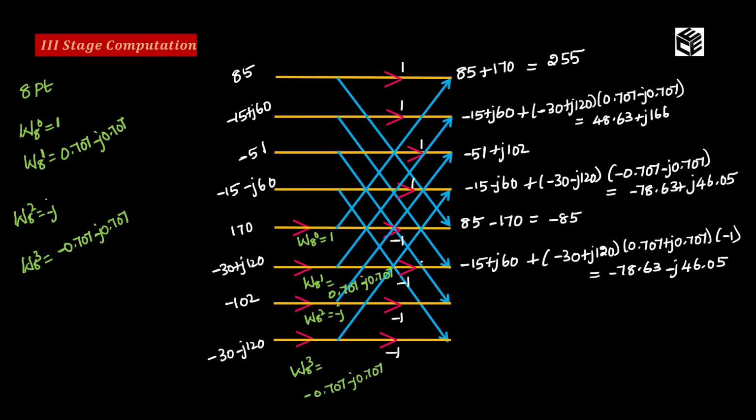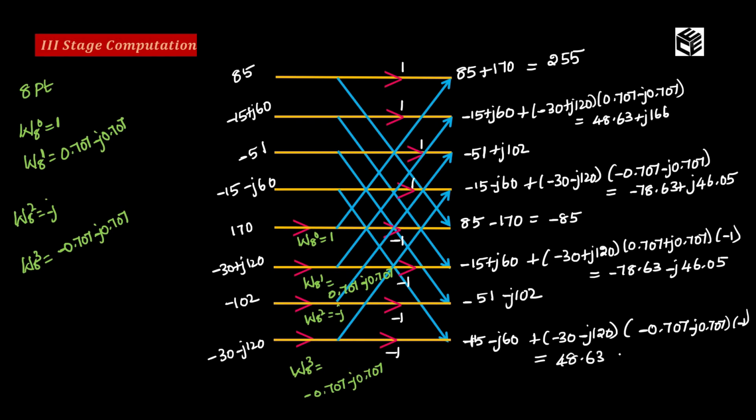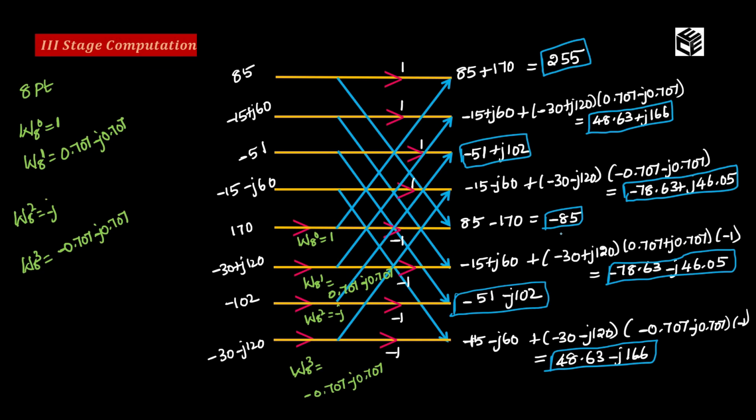Okay. And what about this line? This line is minus 102 into minus j into minus 1. That is minus j 102. Okay. And the last line is here the input is minus 15 minus j 60 plus minus 30 minus j 120 multiplied by minus 0.707 minus j 0.707 multiplied by minus 1. So this value is equal to 48.63 minus j 166. Okay. So this is the output of my third stage.